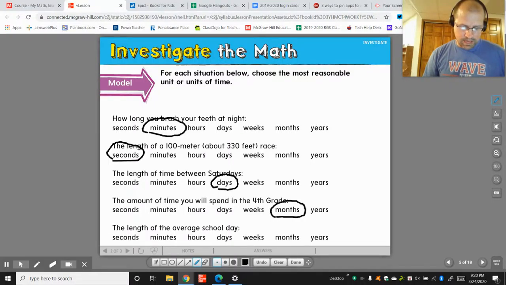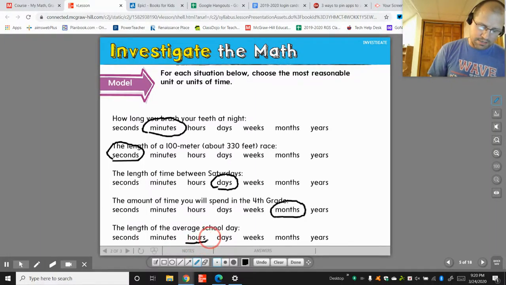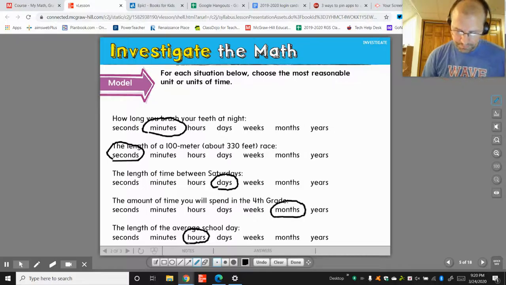The length of the average school day. I know a lot of you want to measure this in days or weeks, or you think it is, but that can be simply measured in hours. Okay.